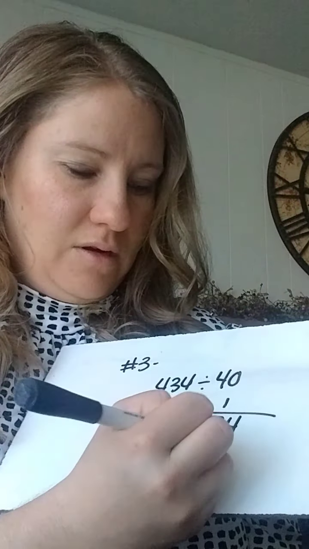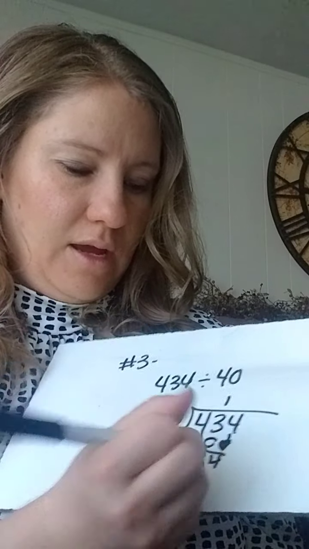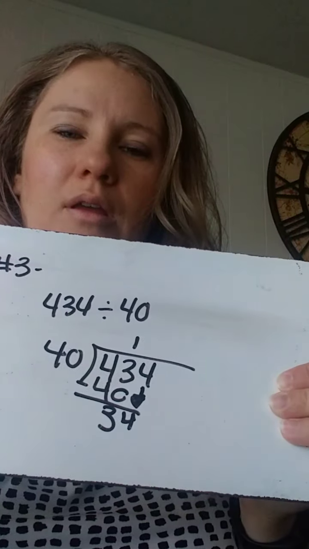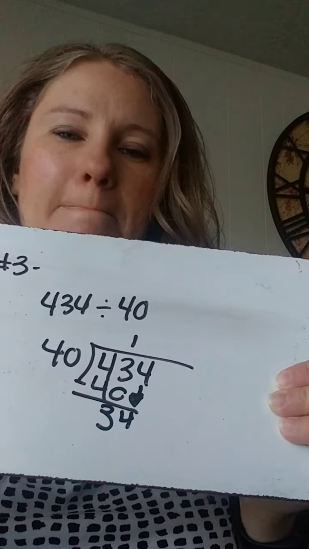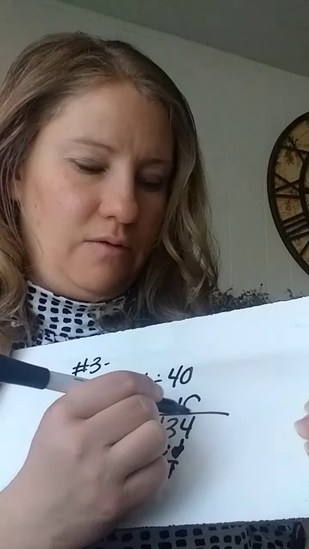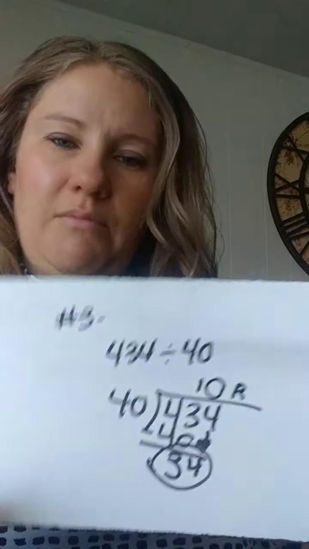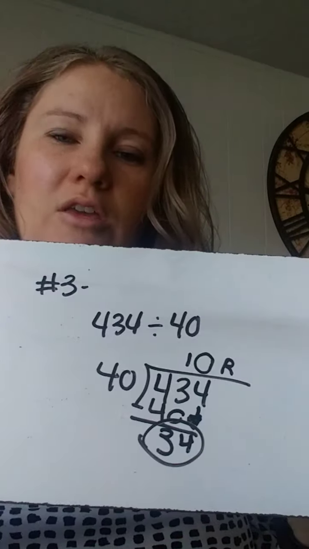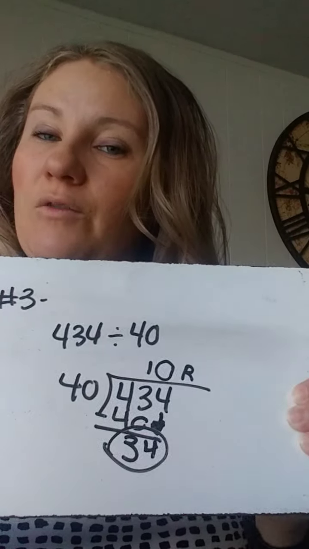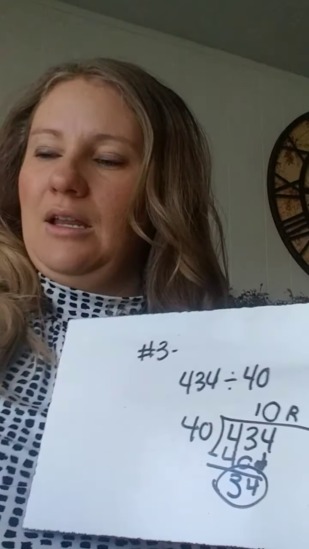We'll bring down our 4. Can 40 go into 34? No, it can't. So we'll go ahead and put a 0. But then we're going to have a remainder. This number down here is our remainder. So I'll let you finish writing that. I don't want to give you all the answers. And then we'll go ahead and move to number 4. So while you're writing that down, I'll get number 4 brought up and written down.